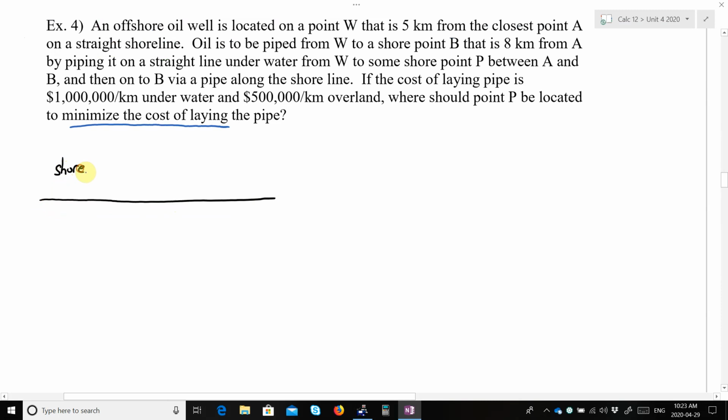Okay, so the black, this is the shore. And this offshore oil well is located on a point W that is 5 kilometers from the closest point A on a straight shoreline. So the closest point would be this perfect straight perpendicular line there. And they're saying that that is 5 kilometers.